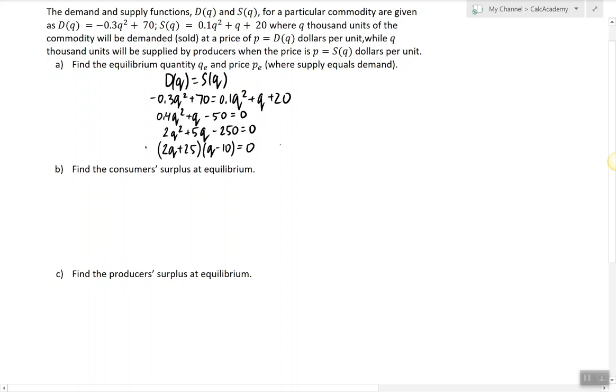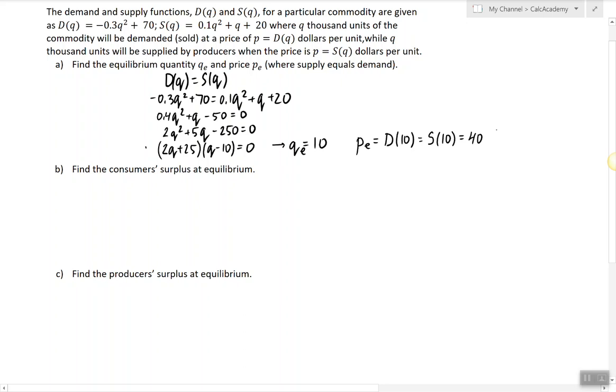So therefore q equals 10 because negative 12.5 is not in the domain, and this is what we're going to refer to as QE, and PE is the demand at 10 or the supply at 10, which is the same. So plugging in 10 into either one of those functions will give us 40.